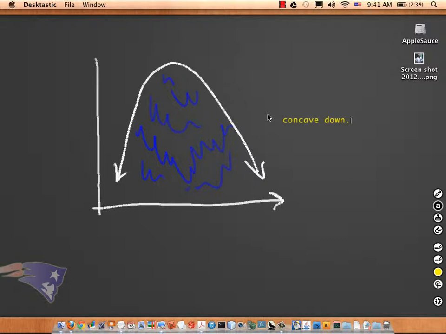And so the topic that we're going to talk about is called concavity. Concavity is a word that just talks about whether your curve is concave up or concave down. So we're going to view concavity in terms of whether it holds water or whether it doesn't hold water.